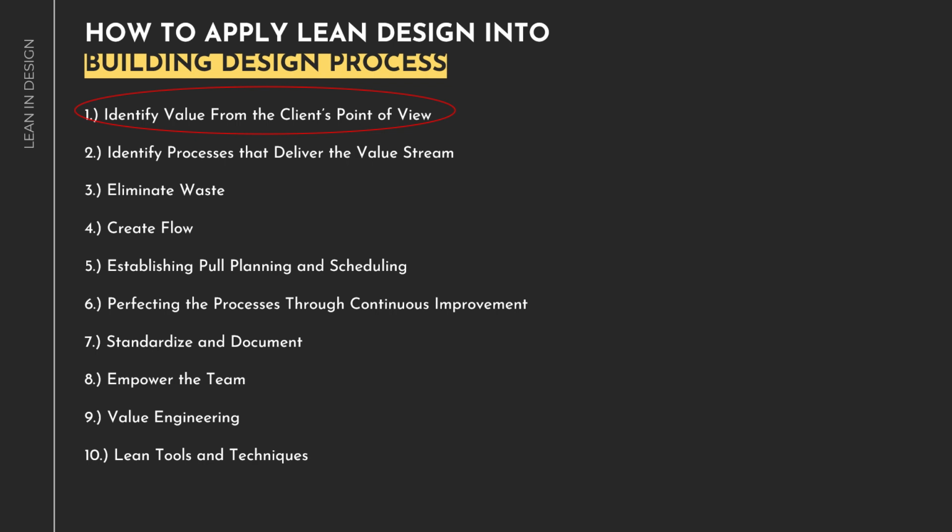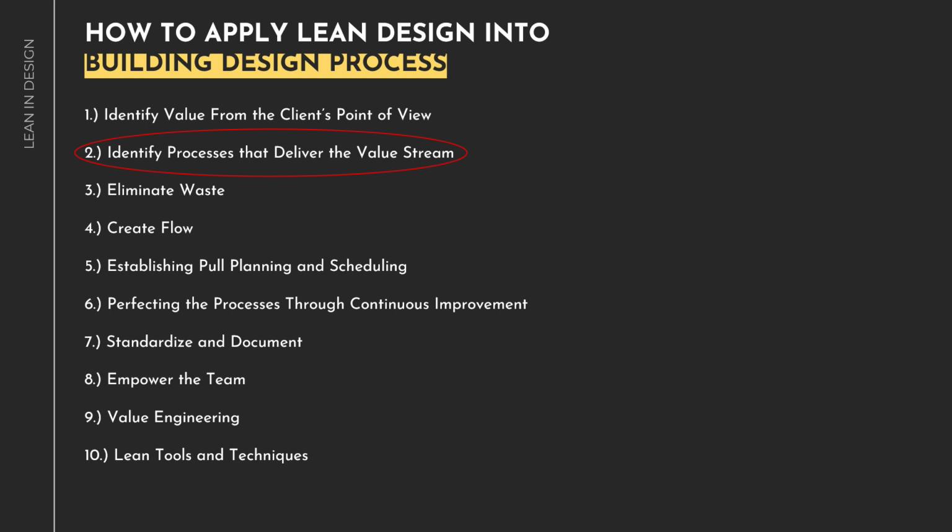For example, for a new residential housing project, value may be defined as delivering comfortable and affordable homes that meet the needs and preferences of the target market. Second, identify processes that deliver the value stream. That means analyze the entire design process from initial concept development to project completion.